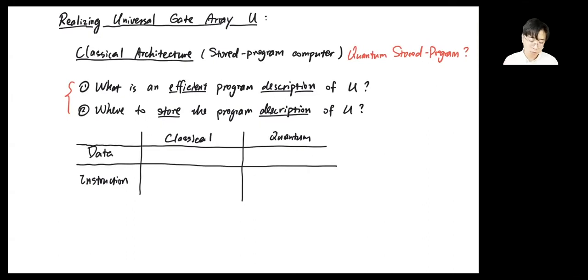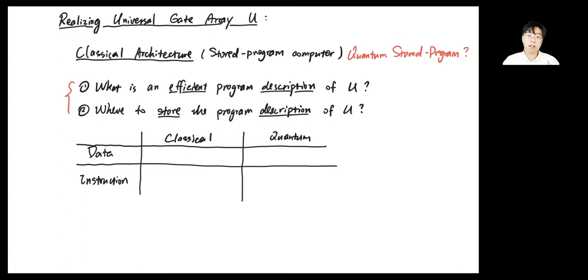For example, if you wanted to write down a transformation U on a host classical computer, then you would need an efficient classical description of U. Or if you wanted to store the information about the transformation U in qubits, then you would come up with a quantum description. So again, the exercise breaks into two questions. The first is, what is an efficient program description of U? And second, where do we store this description for U?